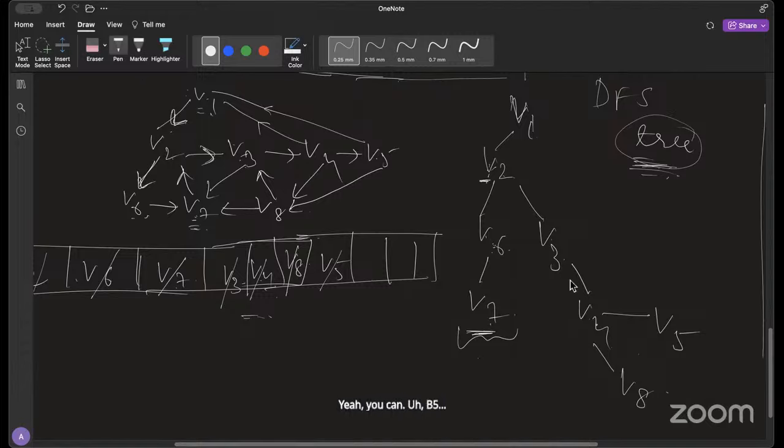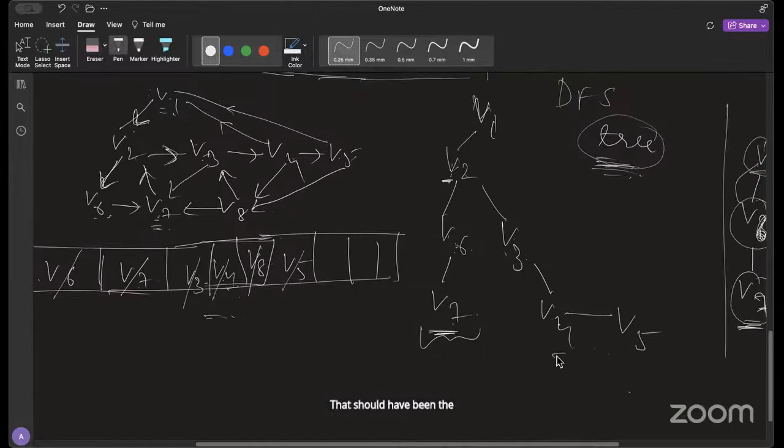We started with V3, then we went to V4, then V5, and then V8. Actually, that should have been the order, as V8 had not been visited already. If you have V4 here, then V5, because you only trace back when you're done exploring the vertex. So V5 is not done yet, right? V8 should be here. Now you're done exploring V8 because V8 is connected to V3, V7, which have been mentioned in the tree already. So you go back to V5.